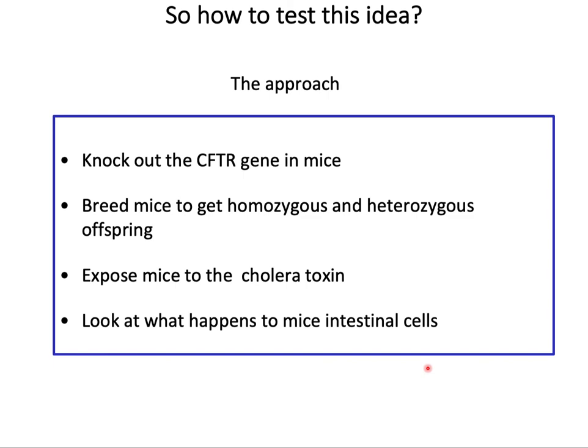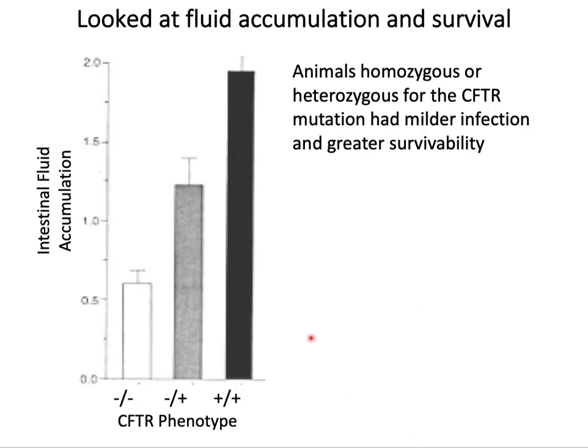Okay, so did cholera select the individuals with CFTR mutations? This was the approach that the scientists took. They knocked out the CFTR gene in a mouse model. They then bred those mice to get both homozygous and heterozygous offspring, and then they exposed the mice to cholera toxin. And then they looked at what happened to the mice, how sensitive they were to cholera toxin, and what happened to those intestinal cells.